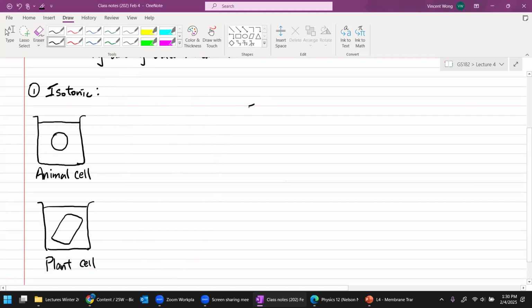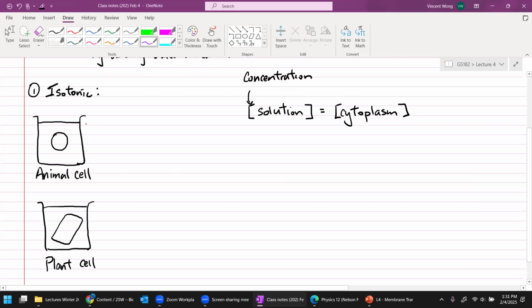It means the concentration, we use square bracket to represent concentration. The concentration of the solution is equal to the concentration of the cytoplasm. Cytoplasm is the inside of your cell. Square bracket means concentration. Okay. So if I use dots to represent it, we're gonna have some dots right here, and the inside would be about the same.